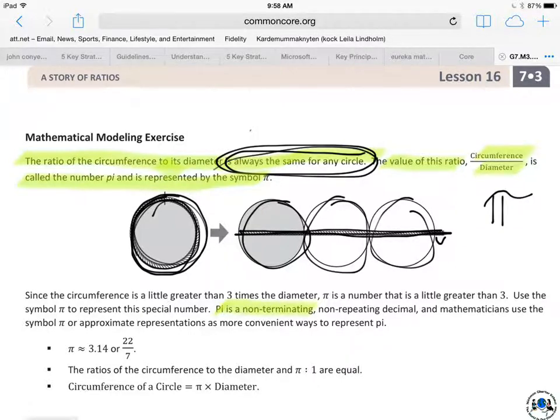That's just what I said. It goes on and on forever. Non-repeating decimal, and mathematicians use the symbol pi, or an approximate representation, as a more convenient way to represent pi, which I just mentioned to you: 3.14, or 22 over 7. Now the ratios of the circumference to the diameter and pi to 1 are equal. The circumference of a circle equals pi times the diameter. Everything I just told you was in your binder.